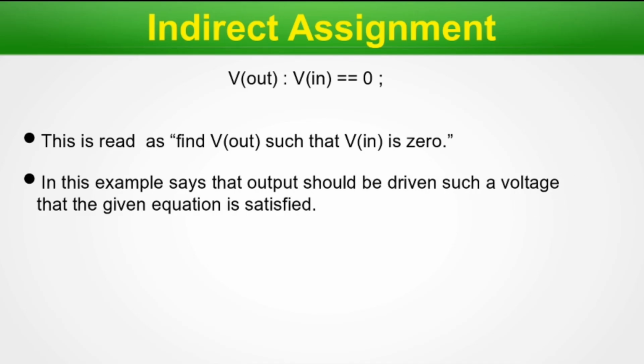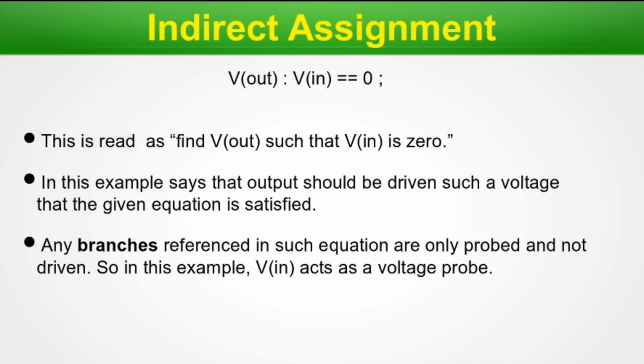This example says that the output should be driven to such a voltage that the given equation is satisfied. This is called indirect assignment. So here we are not directly assigning anything, but we are making a condition: find V out such that V in is 0. Any branches referenced in such an equation are only probed and not driven. So in this example, V in acts as a voltage probe.